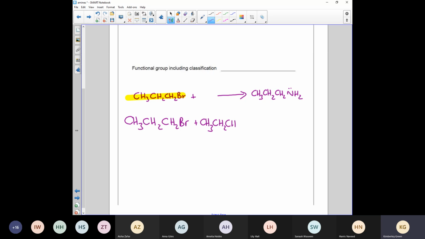This is going to get involved. Oh goodness, look how long it is. I'm going to run out of space at the moment, aren't I? Right, so what's going to happen? Same as what happened with the ammonia. One of your hydrogens on your nitrogen is going to be substituted for this long R group.